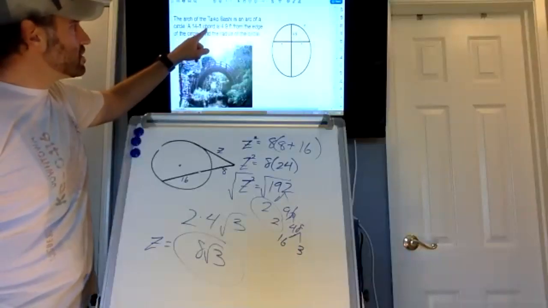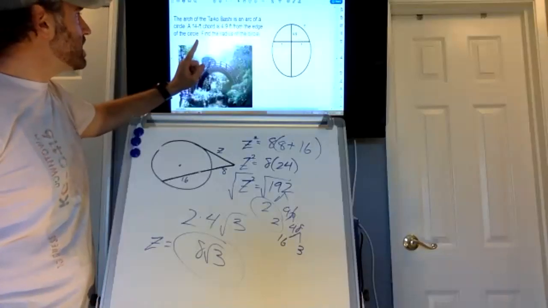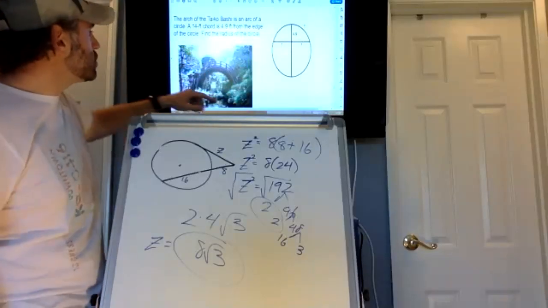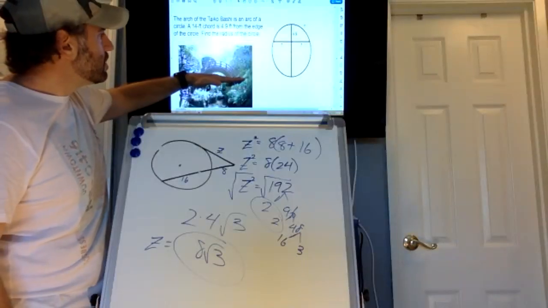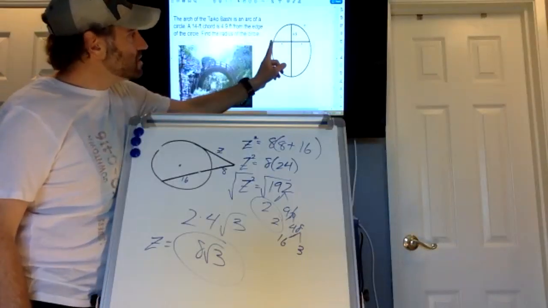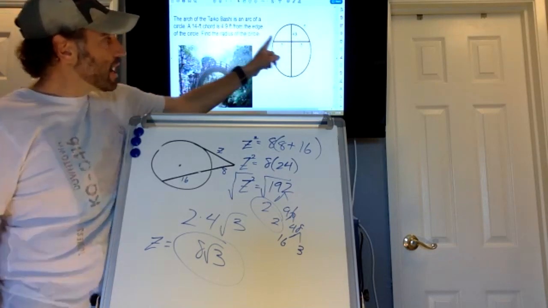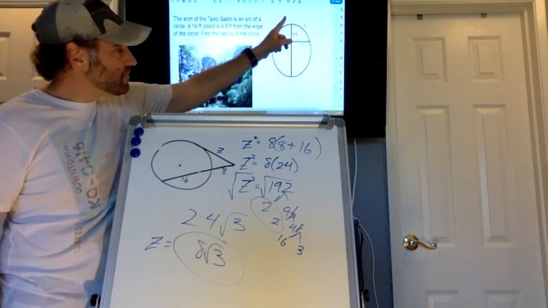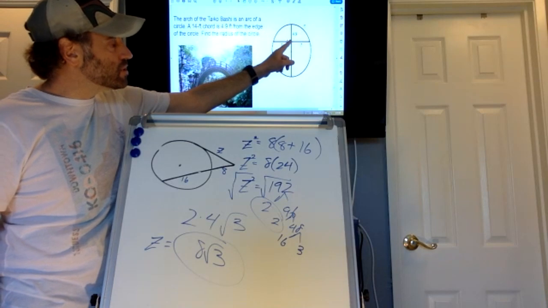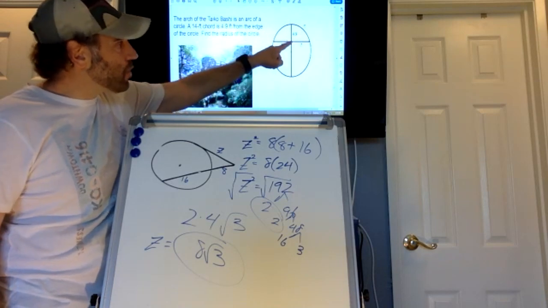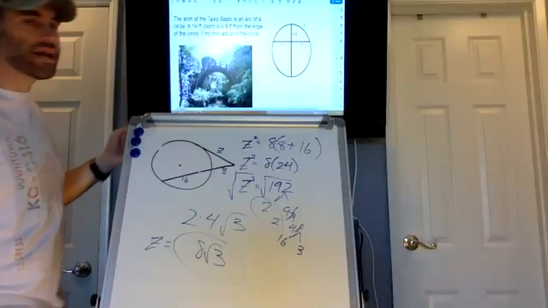A 14-foot chord is 4.9 feet from the edge of the circle. So if you were to draw a chord here of a circle, right? And it was split, but it was 14 across, right? And here's a diameter splitting it, and it's perpendicular. So you can make your conclusions from that. This distance from the chord to the edge of the circle is 4.9 feet. Find the radius of the circle.